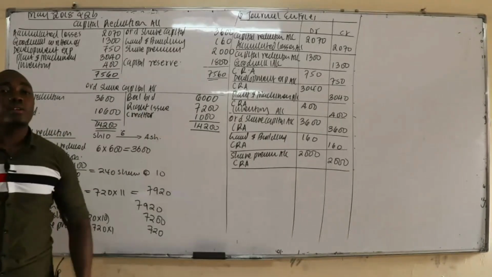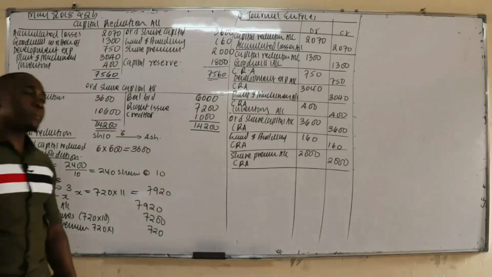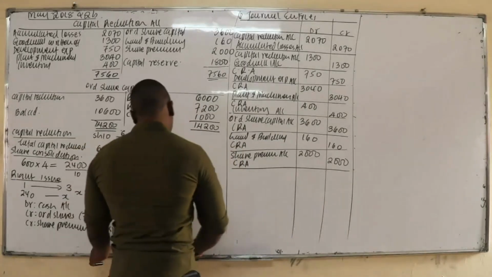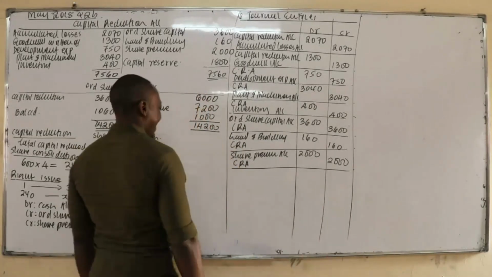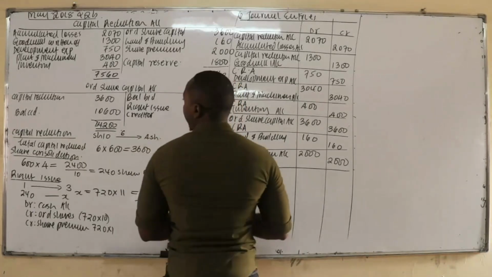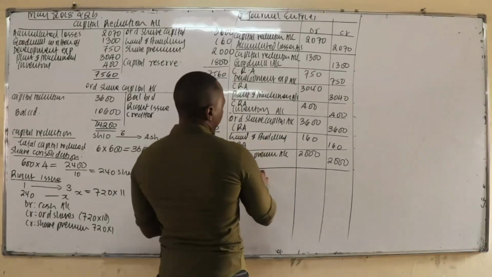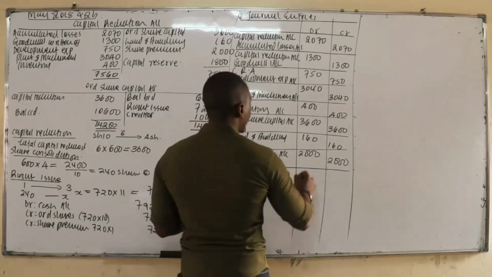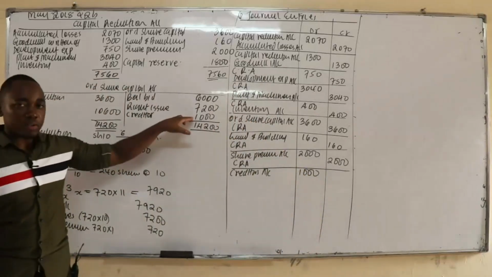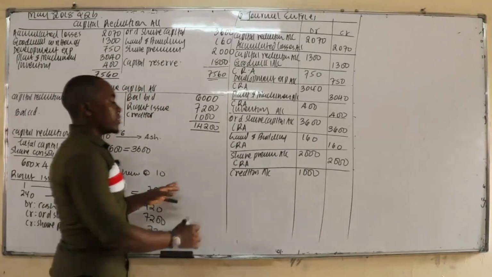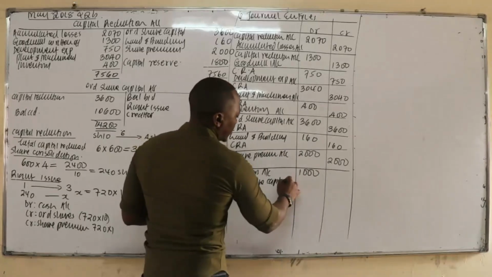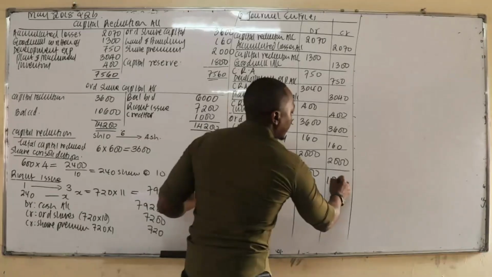The credit an amount of 1,000. What are the journal entries? You debit which account? Ordinary. You debit creditors account with an amount of, then you see, which account have you credited this amount of 1,000? You had credited ordinary share capital account? Good. Ordinary share capital account with an amount of 1,000.